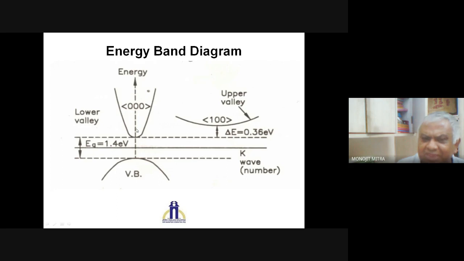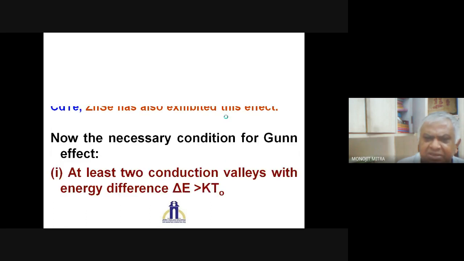So that means here we are considering the mass, mobility, and number of lower valley electrons as ml, μl, and nl respectively, and the same for the upper valley as mu, μu, and nu. So now let's start with that.